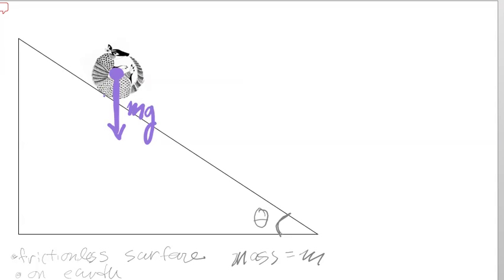Now, the surface of this, even though there's no friction, is also pushing up perpendicular to the ramp on your armadillo. But it's not going to be as great as the weight, because remember, some of the weight's pulling the armadillo down the ramp. So your normal force, I'll do in blue. Your normal force isn't going to be as great as weight.